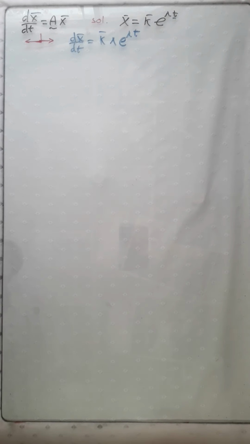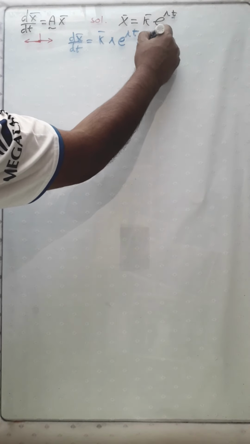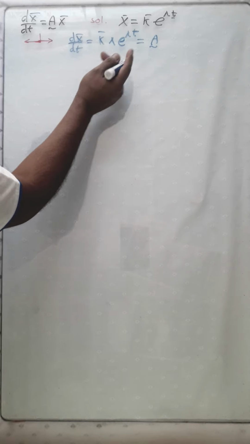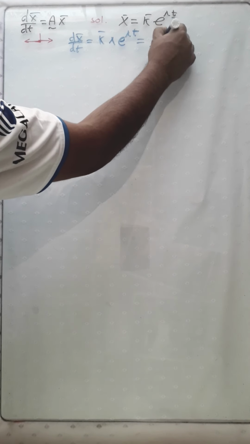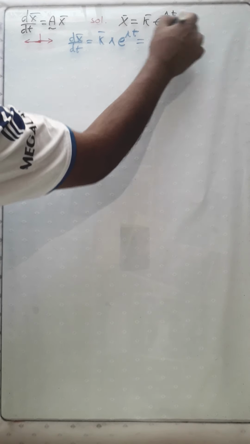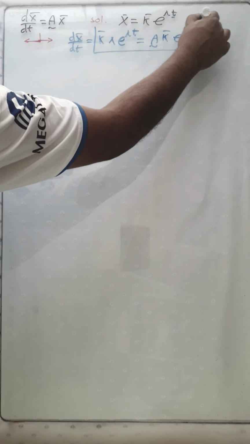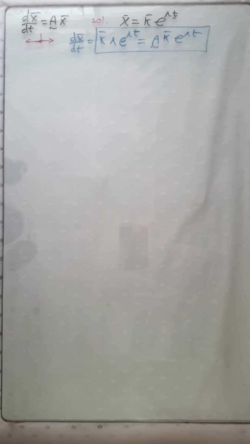So that is the left. And on the right, what you have is A matrix times the X vector. Which vector is this one? K matrix exponential of lambda. And we are going to work with this section of the equation.